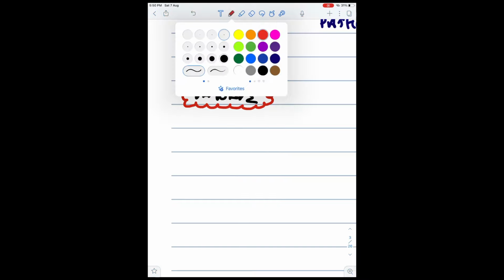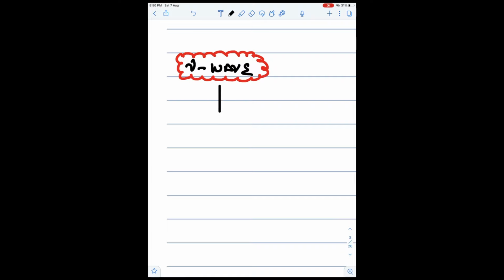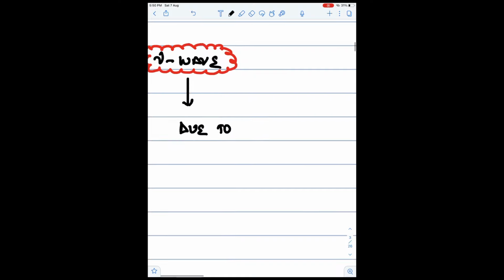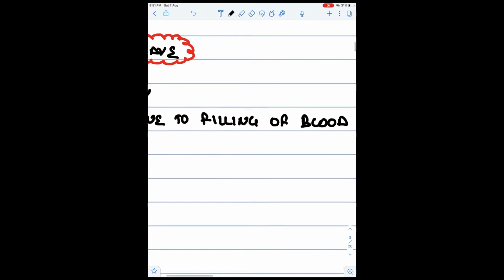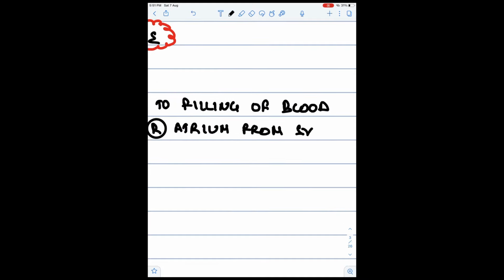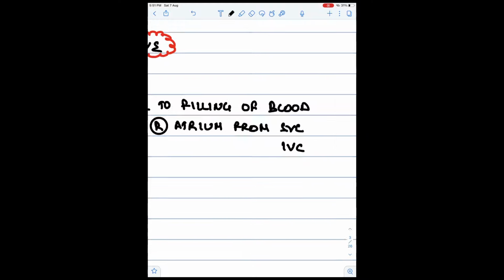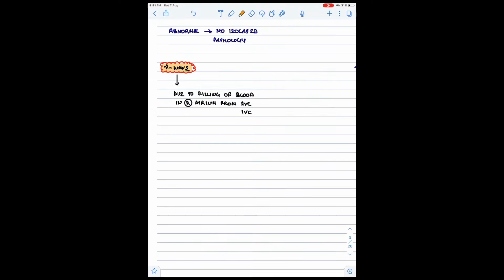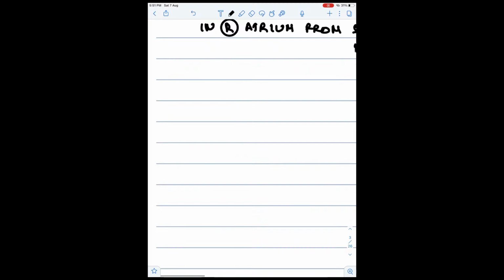Now comes another wave, V waves. The V wave is the third positive deflection. It occurs due to filling of the blood in the right atrium from SVC and IVC. There is a filling of the blood in the right atrium from the superior vena cava and inferior vena cava. So the blood from SVC and IVC goes into the right atrium, leading to the production of V waves.